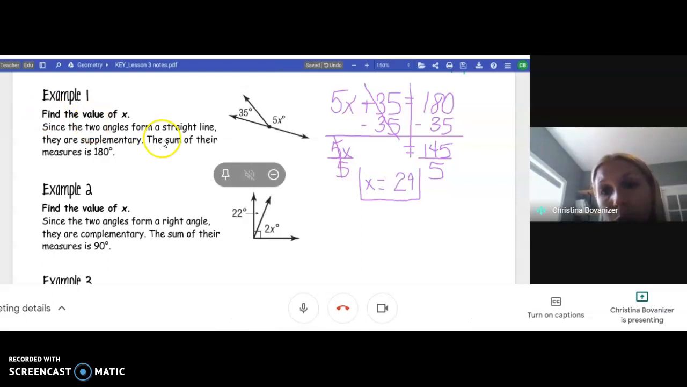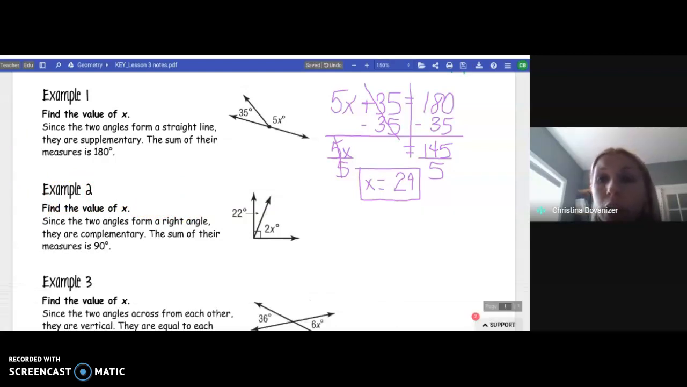So notice this is different from what we did yesterday, where we just took 180 minus 35 to find that missing angle. We can use what we learned yesterday, though, to check our answer. So we know that the whole thing together equals 180. So we can subtract the angle that they gave us, which is 35. And when we do that in our calculator, we get 145. Now, because we have 5x, we should take that 145 and divide it by 5, and that gives us 29, which is our answer. So we know that we solved this one correctly.